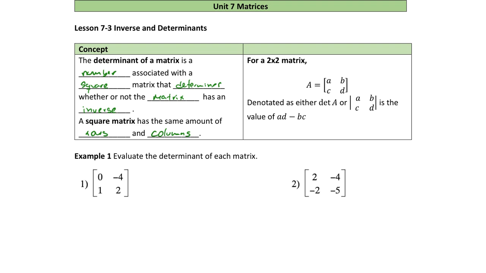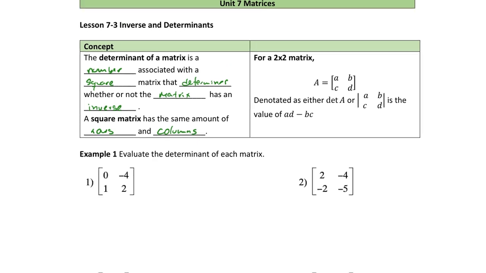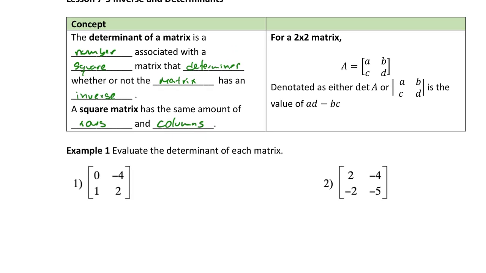In this video, we're going to be working with inverse and determinants. The determinant of a matrix is a number associated with a square matrix. This is important: we're only going to find the determinant with a square matrix. It determines whether or not the matrix has an inverse. That's why it's called the determinant, because it determines if the matrix does have an inverse.